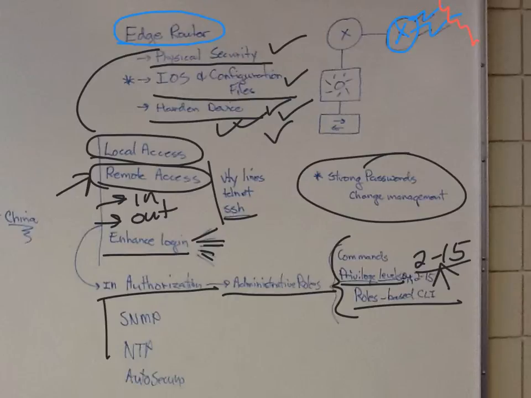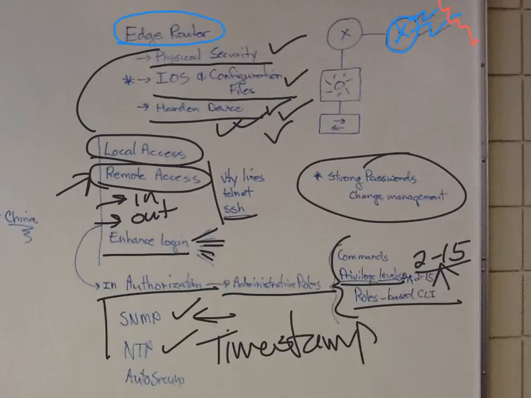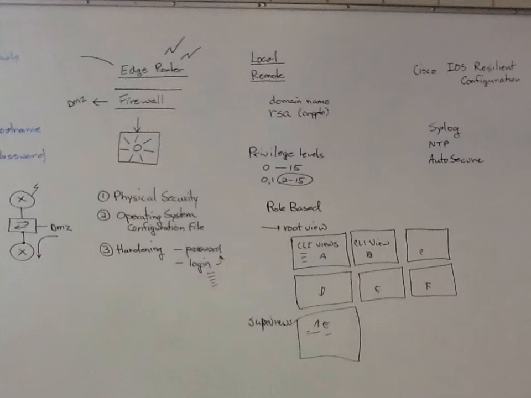Simple network management protocol, network time protocol. Got to be careful with security here. This is important. You got to have the correct time stamp on events that happen in the device. And then we talk about auto secure. This is a review of some of those same items that we talked about the following day. And again, this is a review here.